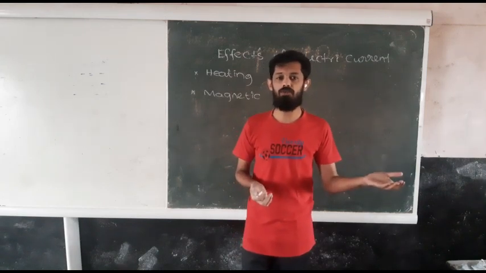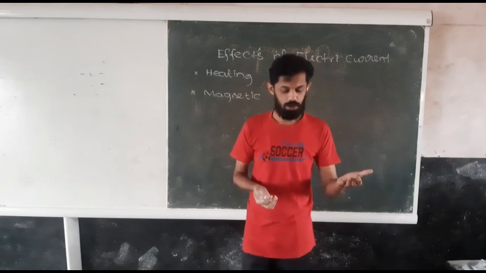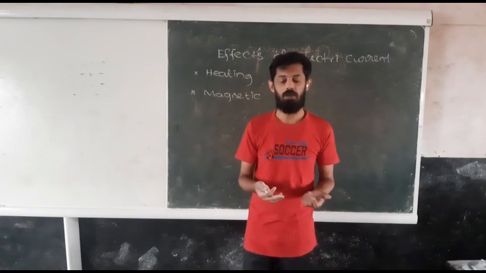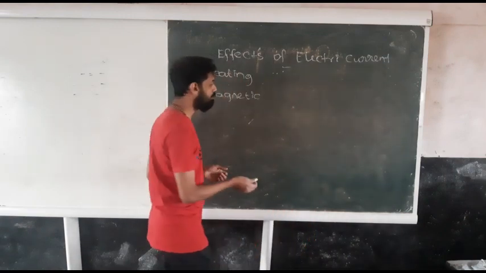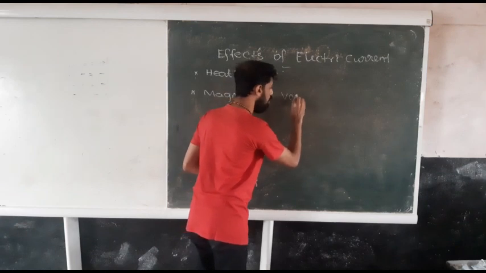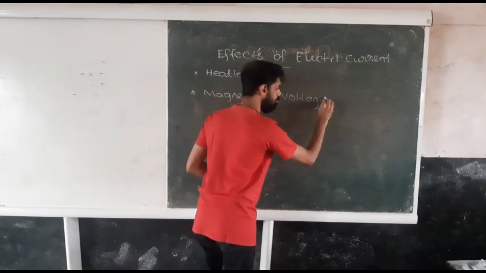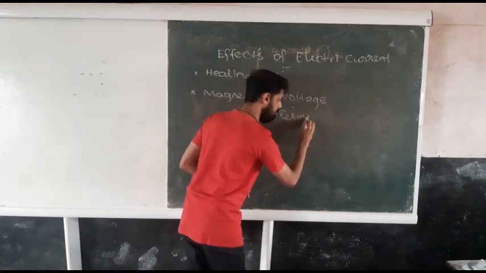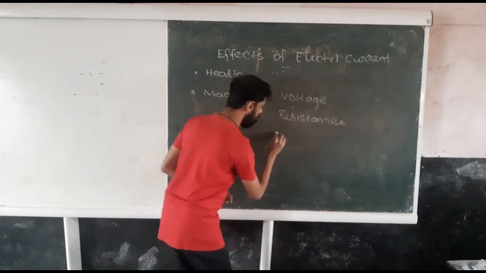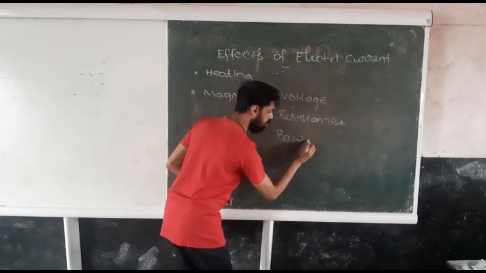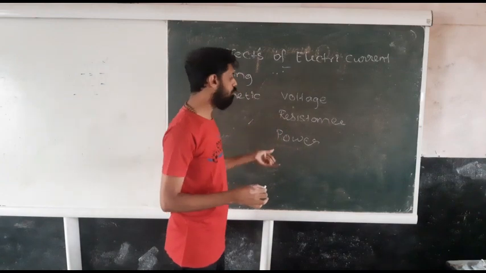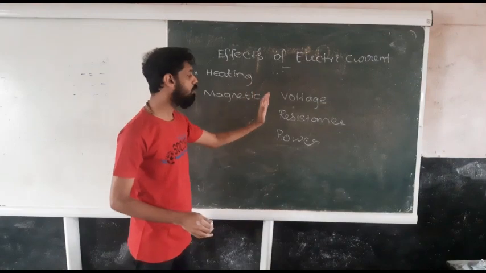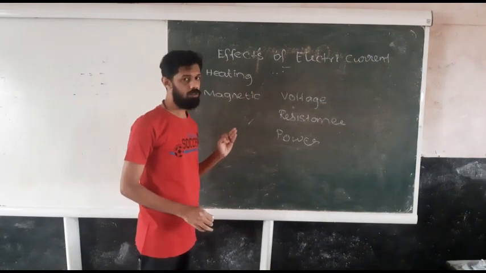As I asked you to revise the electric current, I think you have gone through the different parameters of electric current. What are the different parameters of electric current? Voltage, resistance, power. These are different parameters of electric current. Mainly we are going to see these three things.